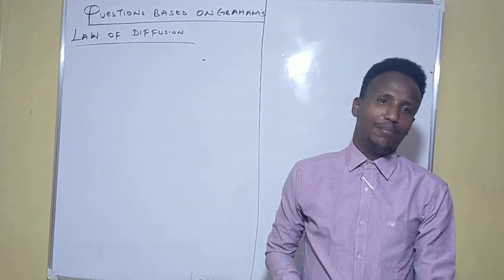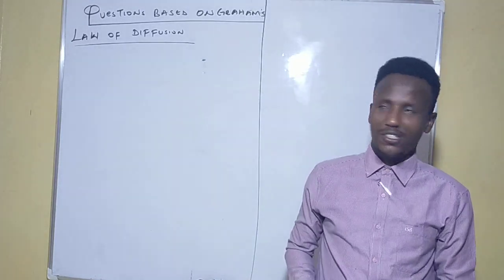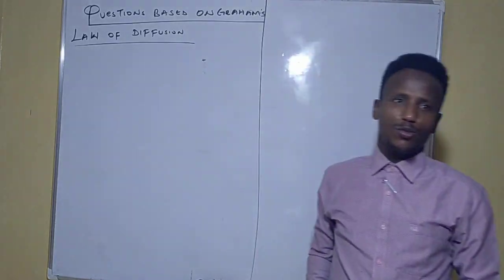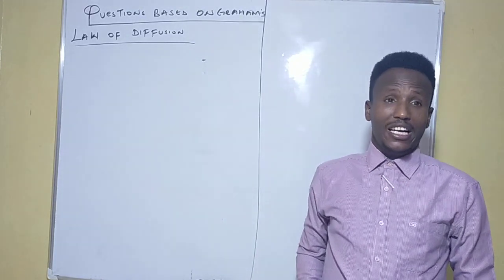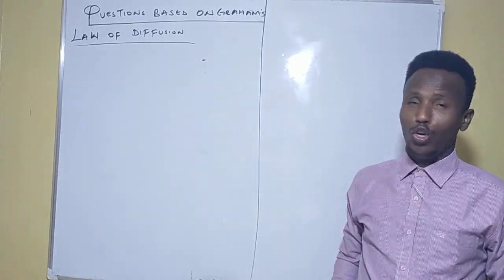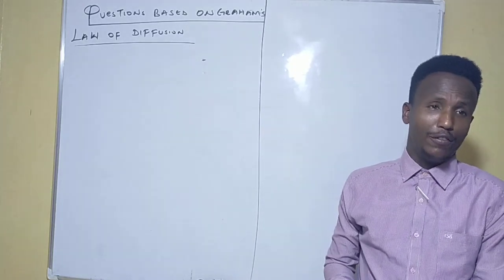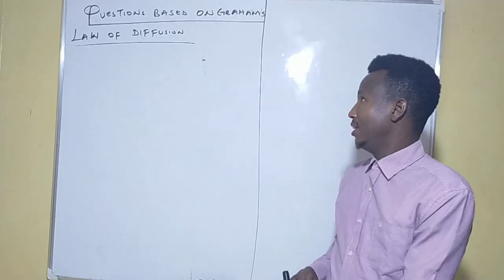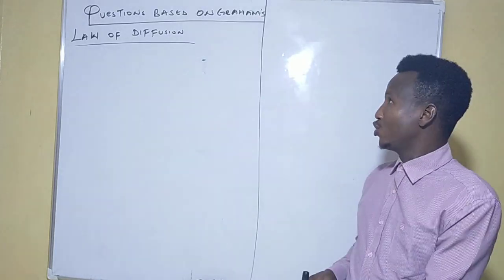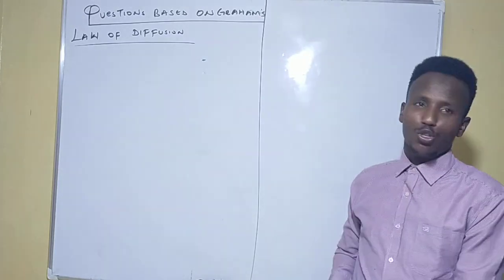We are going to discuss Form 3 concepts of chemistry. Remember, in our previous class we discussed diffusion and Graham's law, where we derived the formula for comparing the rates of diffusion of gases. Today's class will be questions based on Graham's law of diffusion.